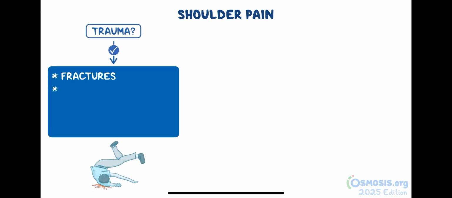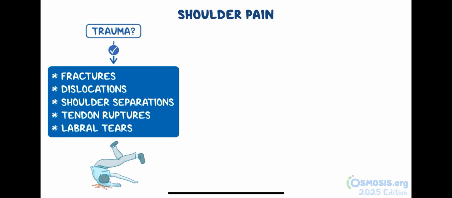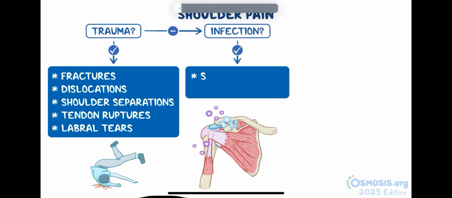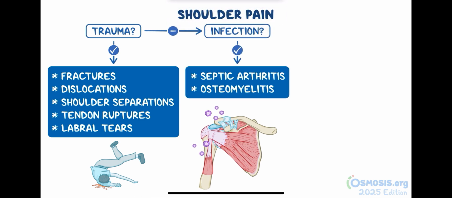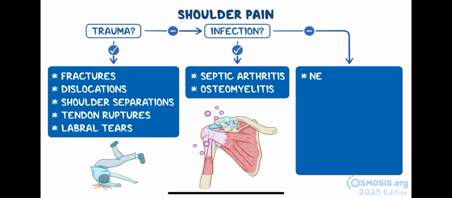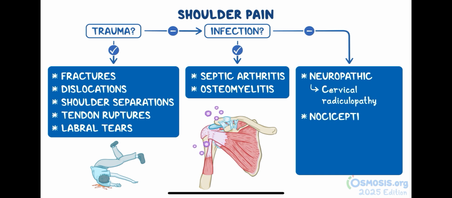Alright, as a quick recap, shoulder pain is a common symptom that can have a variety of underlying causes. When evaluating a patient with shoulder pain, first assess for trauma leading to fractures, dislocations, shoulder separations, tendon ruptures, and labral tears. Next, assess for infection, like septic arthritis and osteomyelitis. If trauma or infection are not present, characterize your patient's pain as either neuropathic pain due to underlying neuropathy, like cervical radiculopathy, or nociceptive due to underlying causes such as arthralgia, adhesive capsulitis, tendinopathy, or bursitis.